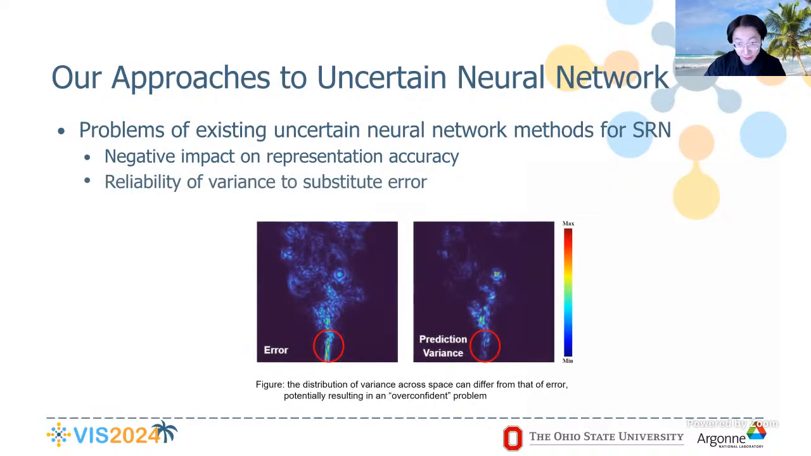On the other hand, the variance acquired with the uncertain SRNs can sometimes deviate from the spatial pattern of error, and an overconfidence problem, where low variance in some domains can correspond to high error, can be especially misleading in this uncertainty-informed visualization.